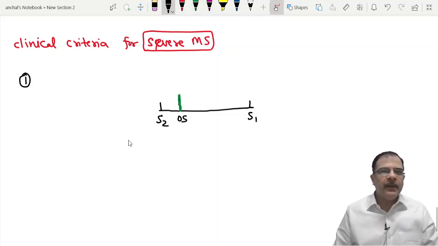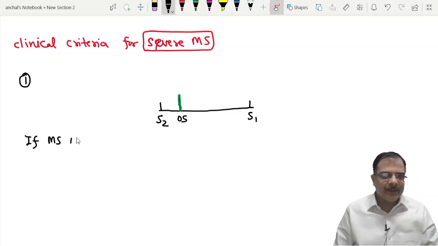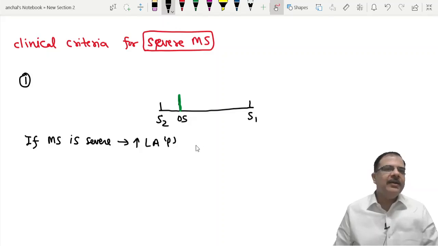So what will happen if MS is severe? Obviously increased left atrial pressures, more increase in the left atrial pressure. So left atrial pressure will be much more, double arrow increase. And when the pressure is severely high, so what will happen? Mitral valve will open.